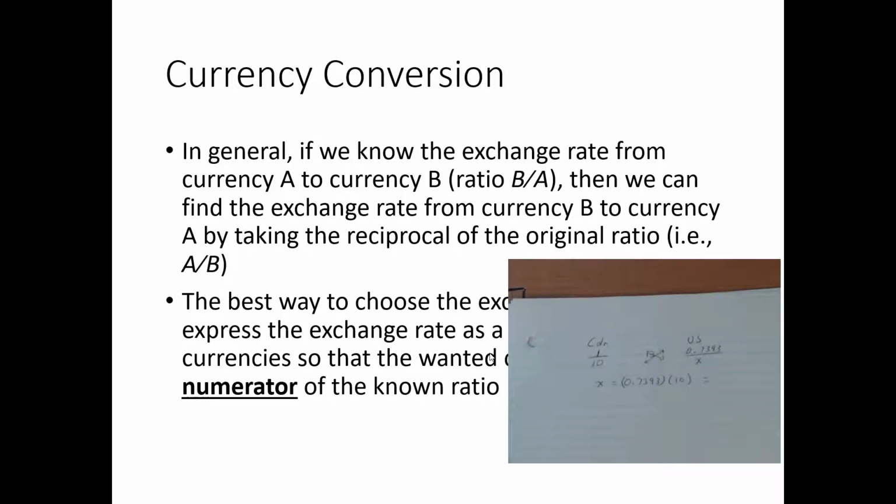So some technical points: if we know the exchange rate from currency A to currency B, the ratio B and A, we can then find the exchange rate from B to A just by taking the reciprocal, which is exactly what I just said. That 1.3526 is miraculously 1 divided by 0.7393. So it's really, really easy.